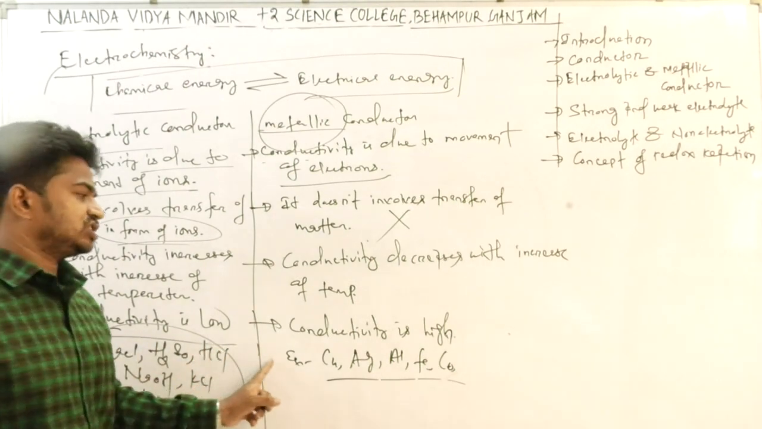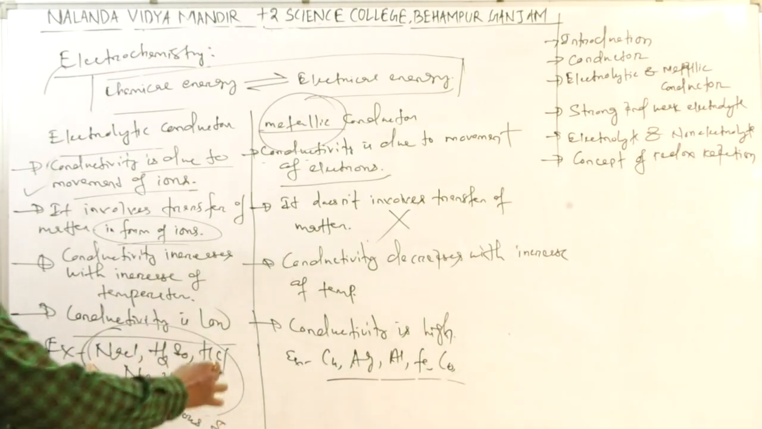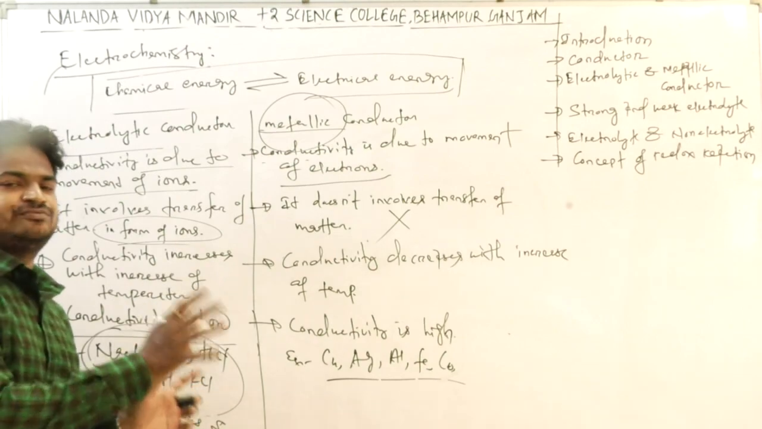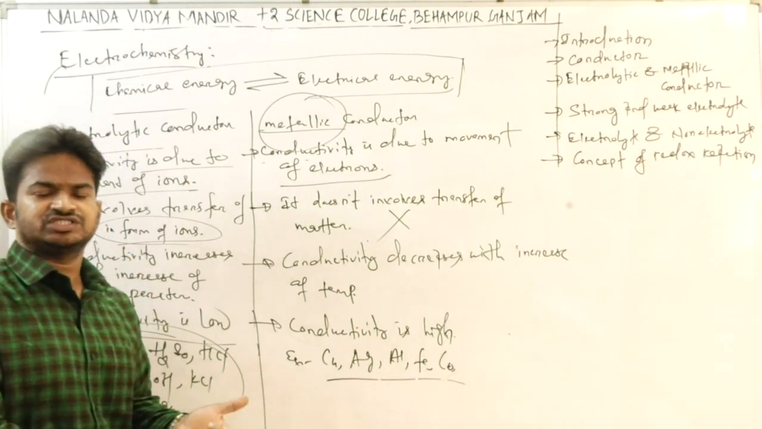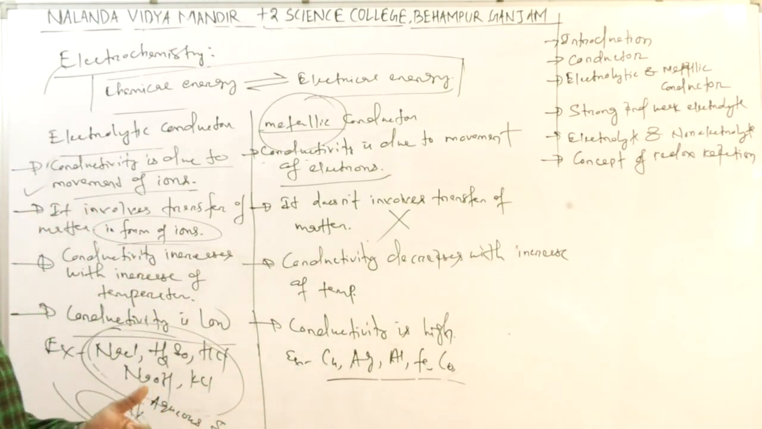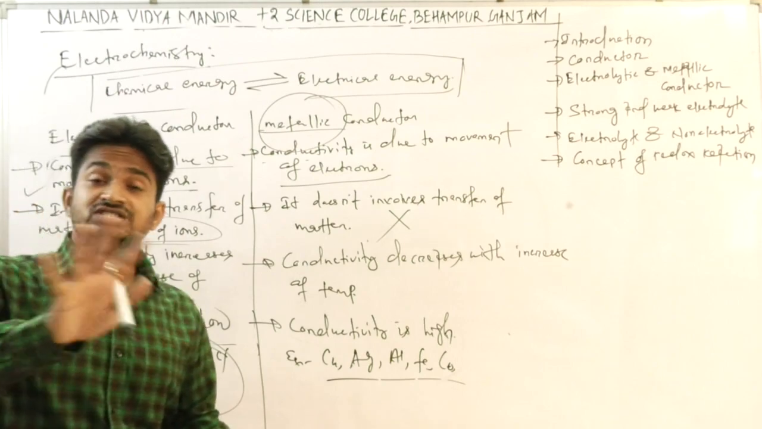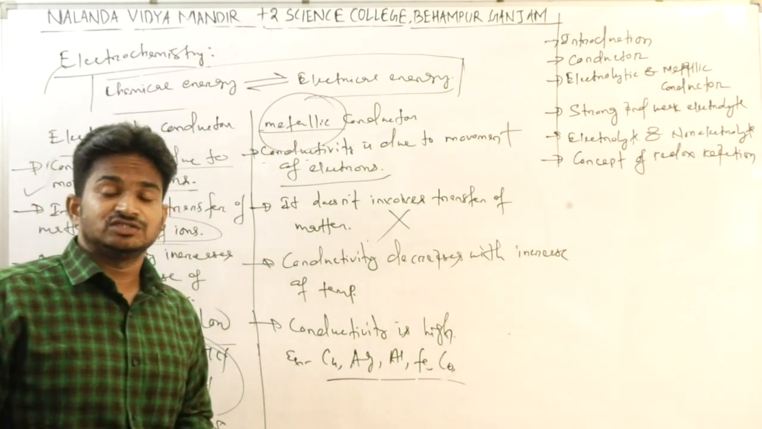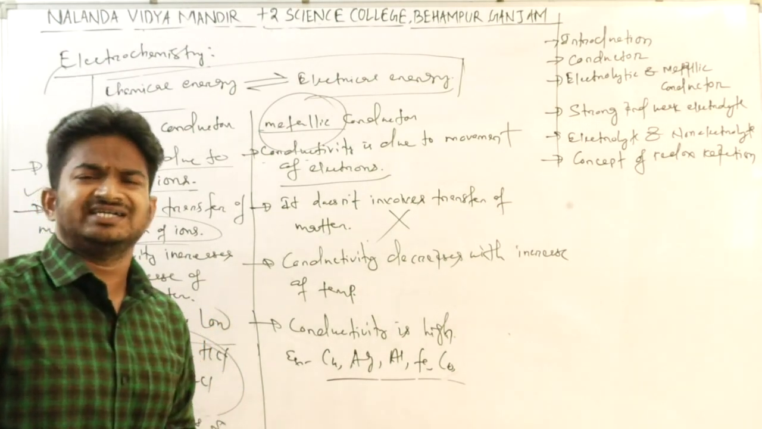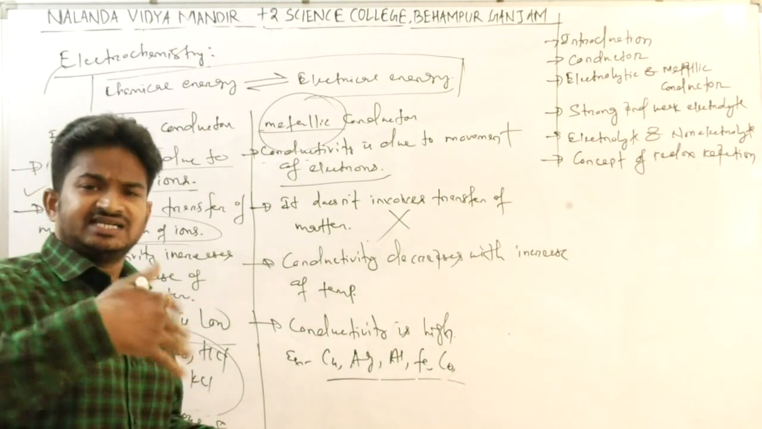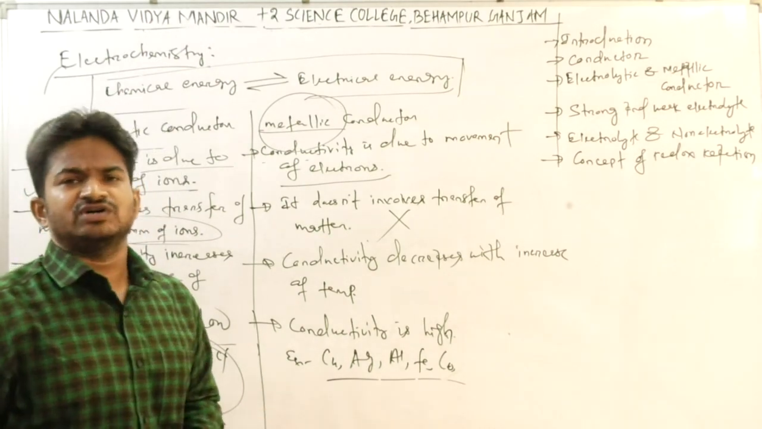Conductivity is low in one case, whereas conductivity is high in the other. Here, examples are sodium chloride, H2SO4. We can take all the examples from the strong acids, strong bases, and the salts formed from strong acid and strong base. That is a strong electrolyte. Not all electrolytes show good conductivity. Some electrolytes show great conductivity, and some show less conductivity.